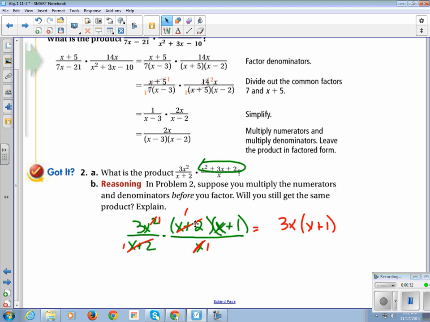B says, in problem 2, suppose you multiply the numerators and denominators before you factor. Will you still get the same product? Explain. And the answer is yes, but it is more complicated.